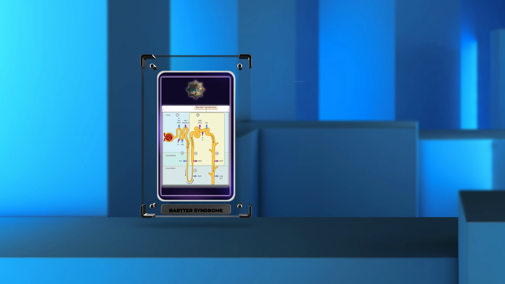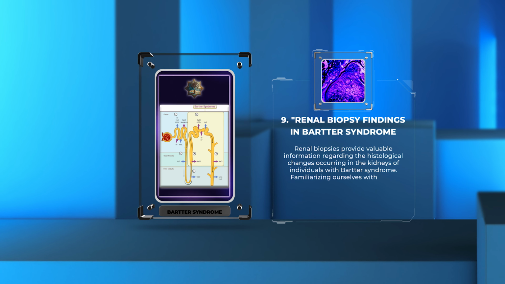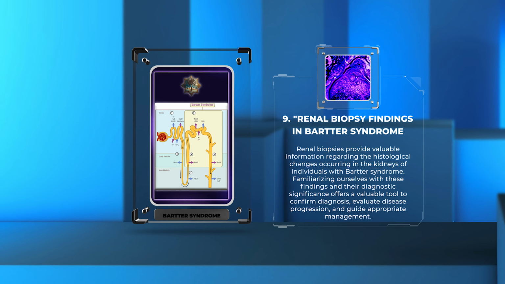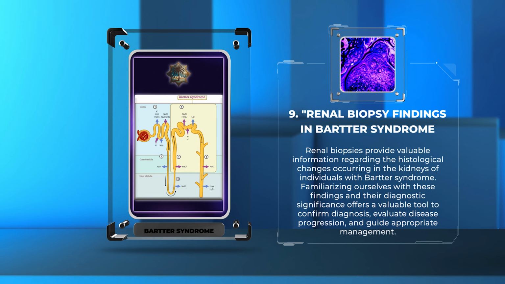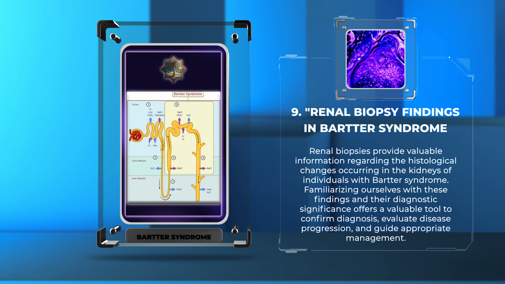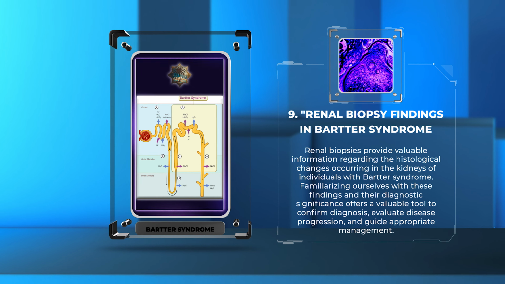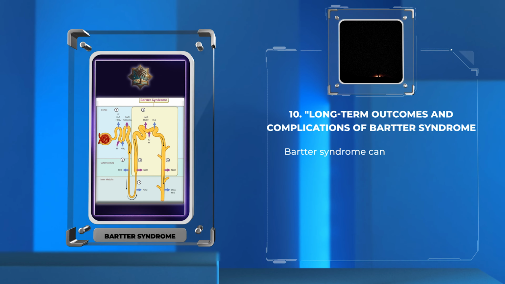Renal biopsies provide valuable information regarding the histological changes occurring in the kidneys of individuals with Bartter syndrome. Familiarizing ourselves with these findings and their diagnostic significance offers a valuable tool to confirm diagnosis, evaluate disease progression, and guide appropriate management. Bartter syndrome can have long-term implications on both renal function and overall health.